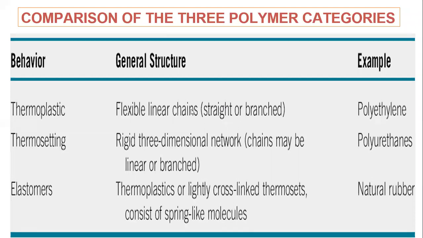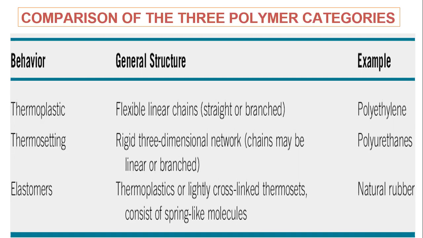Going to the first one, behavior, we are seeing the thermoplastic there. The general structure of the thermoplastic is flexible linear chains, that is straight or branched in nature. We have seen it in the types of thermoplastic resins, that is linear, branched, ladder type. So these are different types. The example is polyethylene.